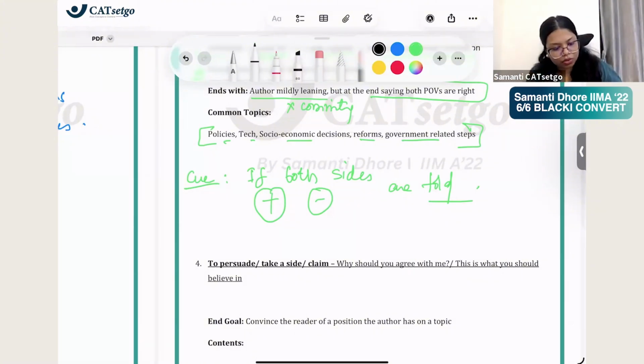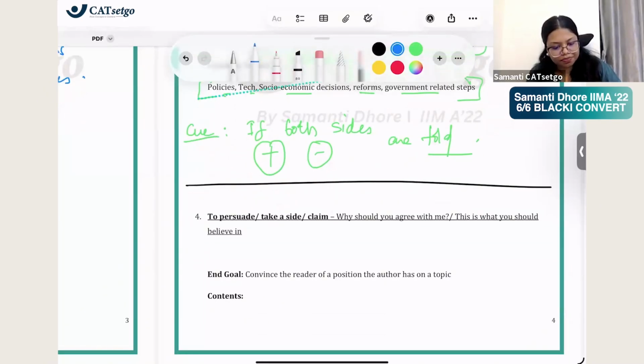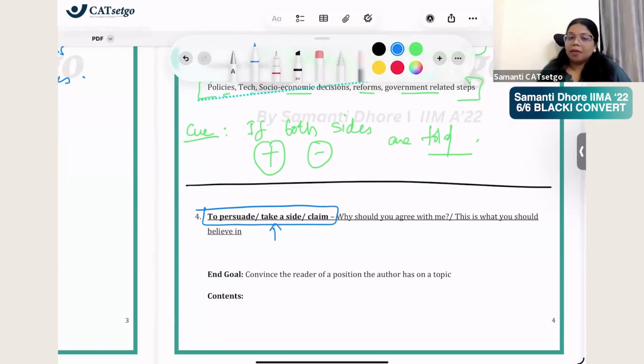Okay. Sorry. Now next we move to our fourth type, 4 out of 5, to persuade, take a side or claim. Precisely what happened earlier, but earlier the author was like both sides. Here the author is like, no, I believe in it. You should agree with me and I'll tell you why. This is what you should believe in. Democracy is good only. There's no negative to it. Right? So the author might write the negative, but it will be just small, just to show, see, I'm sensible. It's not that I'm blindly saying something. Just for that element. But otherwise, the major part is given to what the author wants to say.